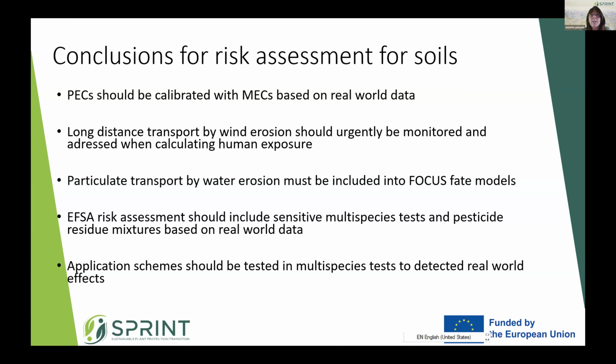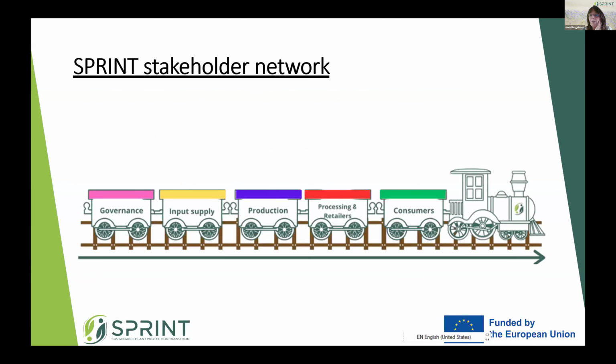And last but not least, and that is still ongoing here in SPRINT, application schemes should be tested in multi-species tests to detect the real-world effects, because what we did, we only tested residues of the active substances. We did not take into consideration in these multi-species tests I showed you now the pesticide applications. But this is also important to do, and also, if you recommend a set of pesticides for being applied in one crop or in one region, test these pesticides together and test their effects on soil health and maybe also human health.